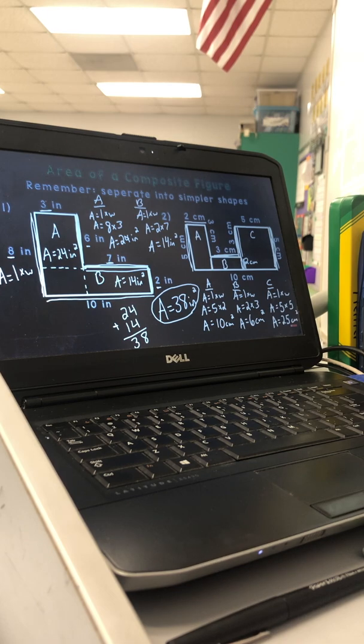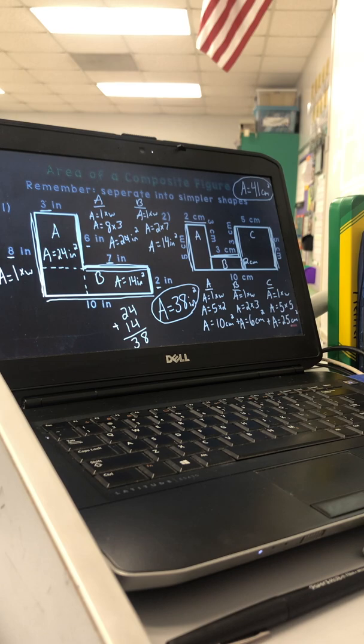So now we need to add these together. 10 plus 6 plus 25. 10 plus 6 is 16, plus 25 is going to give us 41. So the area, I'm going to put it in the top right corner where I have some room: area equals 41 square centimeters. And that's our final answer for number 2.